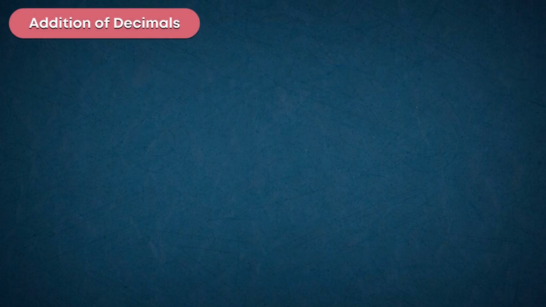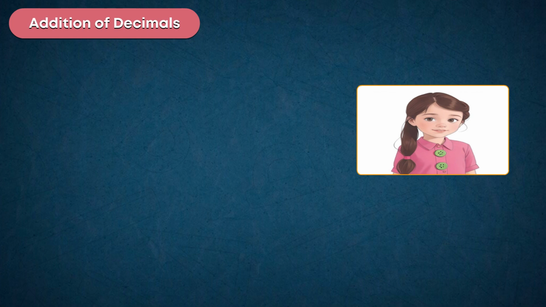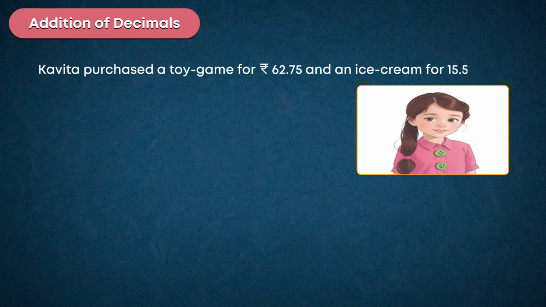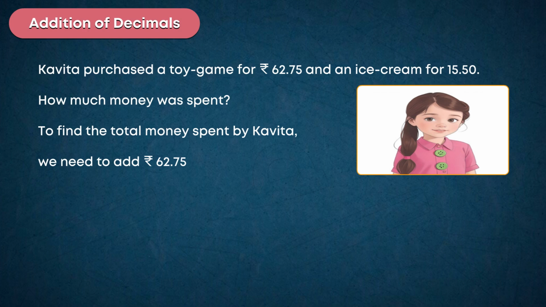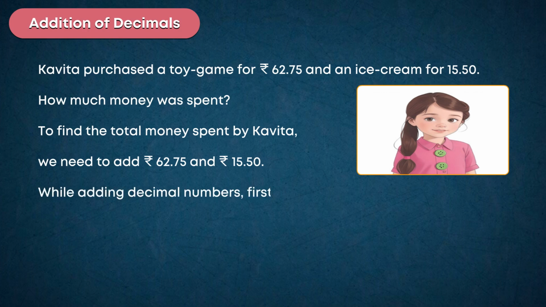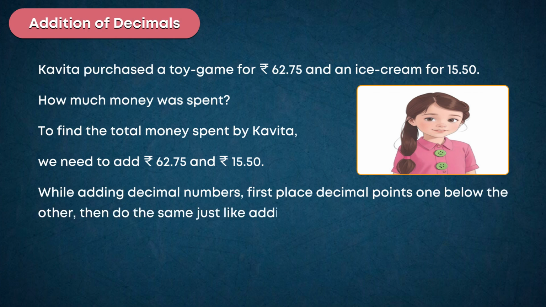Addition of decimals. Kavita purchased a toy game for 62 rupees and 75 paise and an ice cream for 15 rupees and 50 paise. How much money was spent? To find the total money spent by Kavita, we need to add 62 rupees and 75 paise and 15 rupees and 50 paise. While adding decimal numbers, first place decimal points one below the other, then do the same as adding whole numbers.